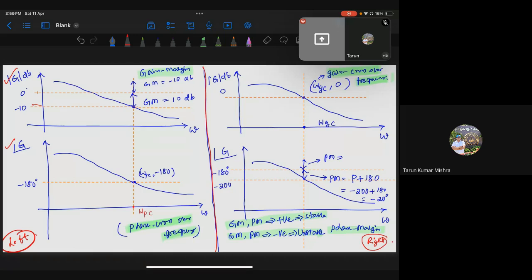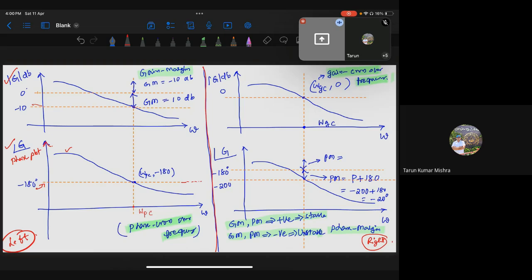For the gain margin, first you go to this phase plot. This is your phase plot. Am I correct? Any doubts here? Now all these are angles. Draw a horizontal line at minus 180 degrees. Can you do that? At minus 180, draw that horizontal line.